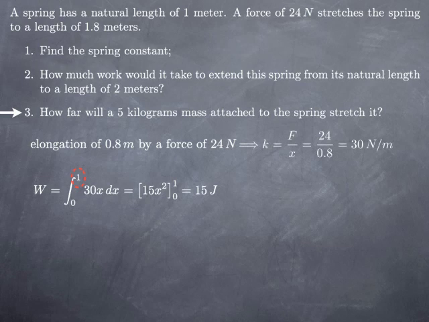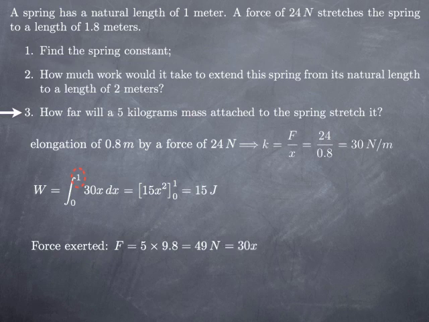The third question is to know how far would a 5 kilogram mass attached to the spring stretch it. If we attach a 5 kilogram mass, the force exerted is, or at least its magnitude, is simply the weight, which is the mass multiplied by the acceleration of gravity, which in this video we have picked to be 9.8 meters per second squared. So if I multiply 5 by 9.8, I get 49, so the force exerted is 49 Newton.